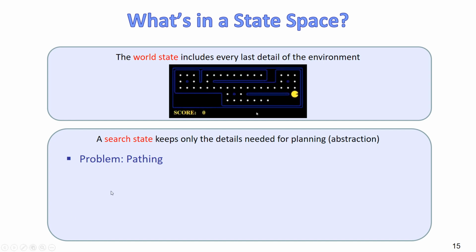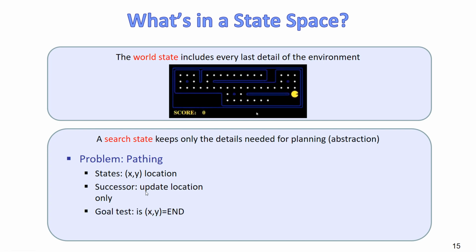Yes, very good. So we don't care about where the dots are and whether they are eaten or not. In this specific problem, in the pathing problem, we don't care about it. So the state will be just the location. Of course, the successor function will take the location and update it based on the action that I will take. And the goal test will be whether the current location is the end location or not. If I am in the end location, then I'm done. I reached the goal.